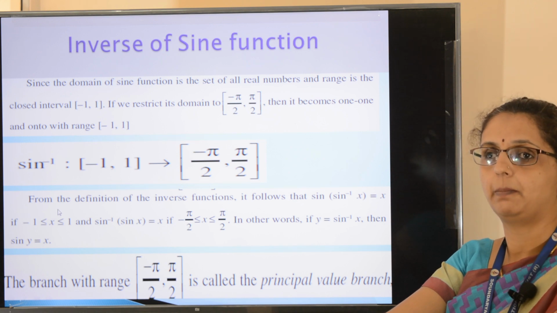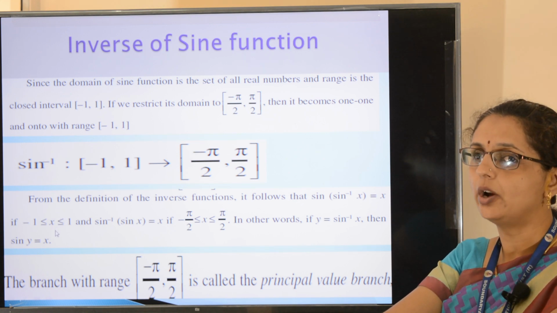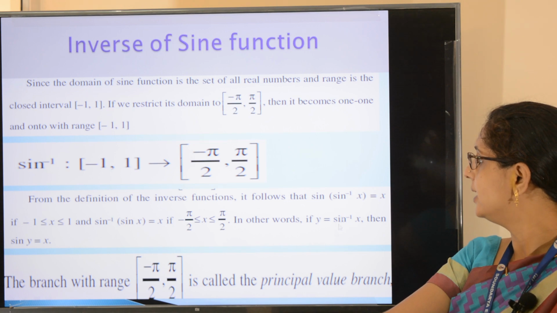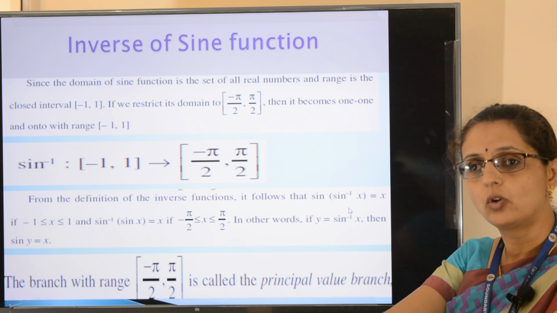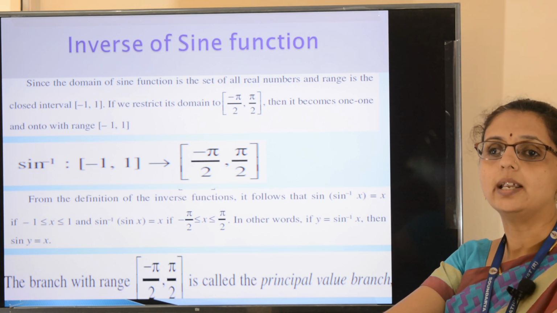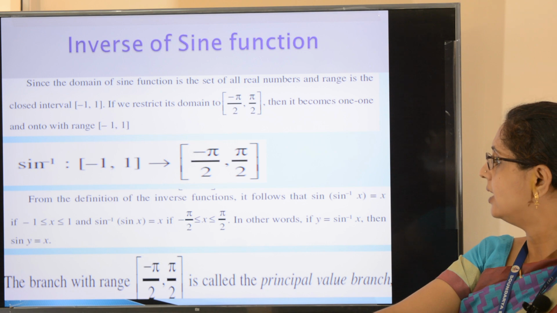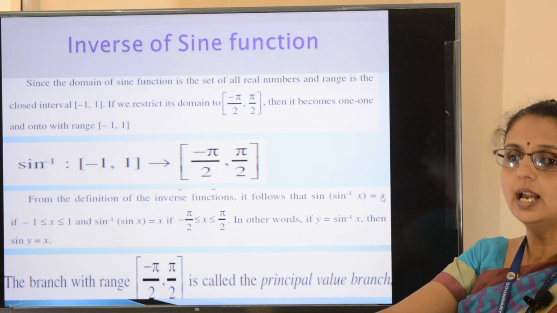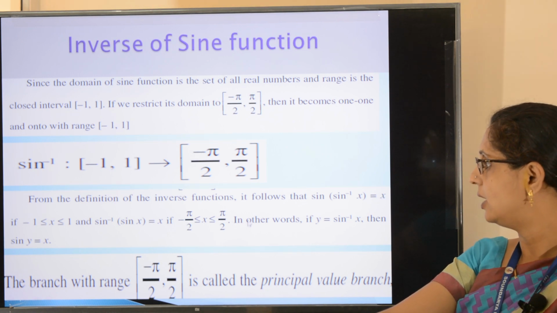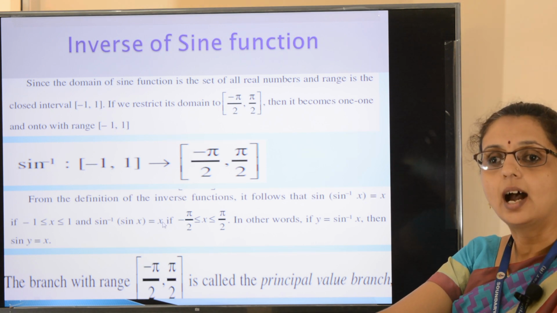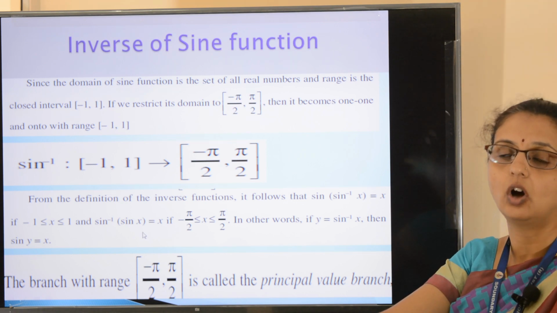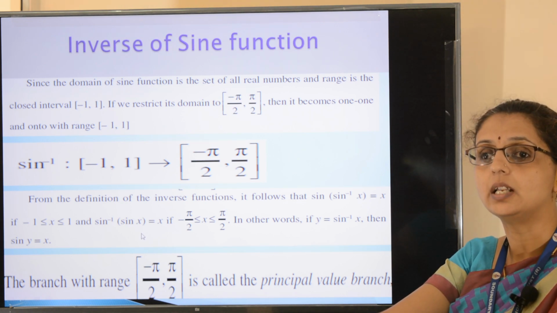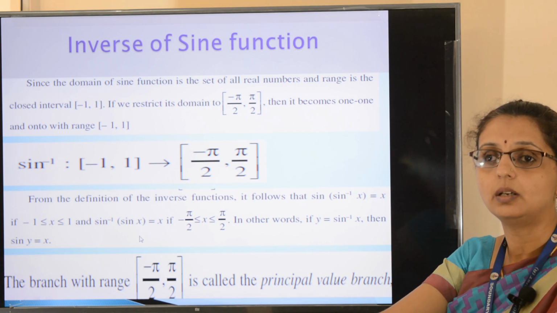And two important points: sine of sine inverse x is equal to x, and this holds only when x lies between -1 to +1. Here sine and sine inverse we can remove and write it as only x. And the other way is a very important point for the problems. Sine inverse of sine x is also equal to x, students, but here x lies between -π/2 to +π/2.